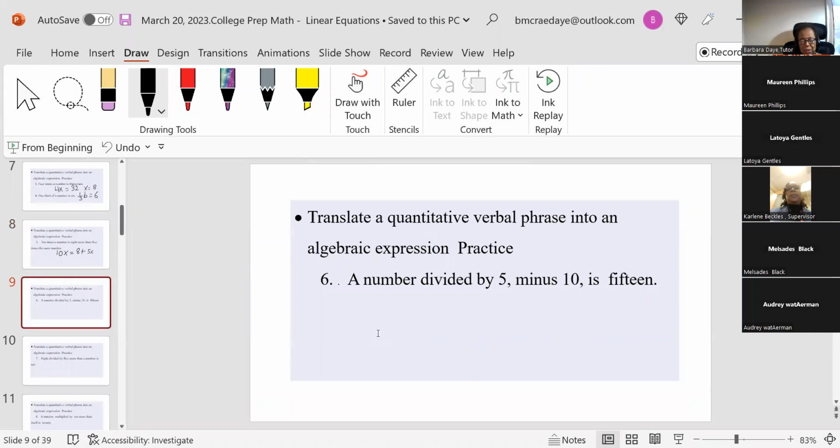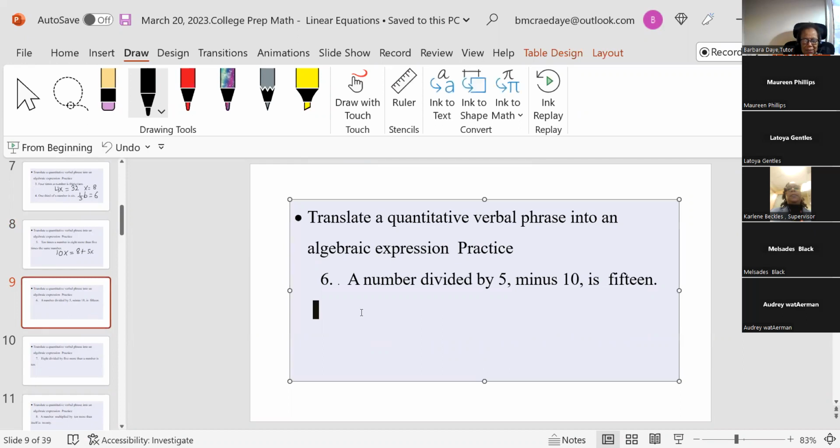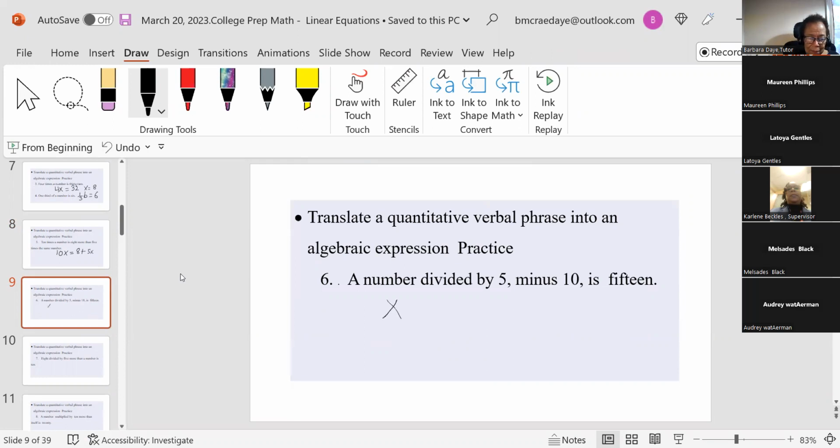Okay, Maureen. A number divided by 5 minus 10 is 15. What should I write? You can write X. Okay, let me write x. Divided by 5. So how would I write divided? A divide sign or a slash. You could put a slash and then a 5, or you could put X over the 5. That's right. Either way works.